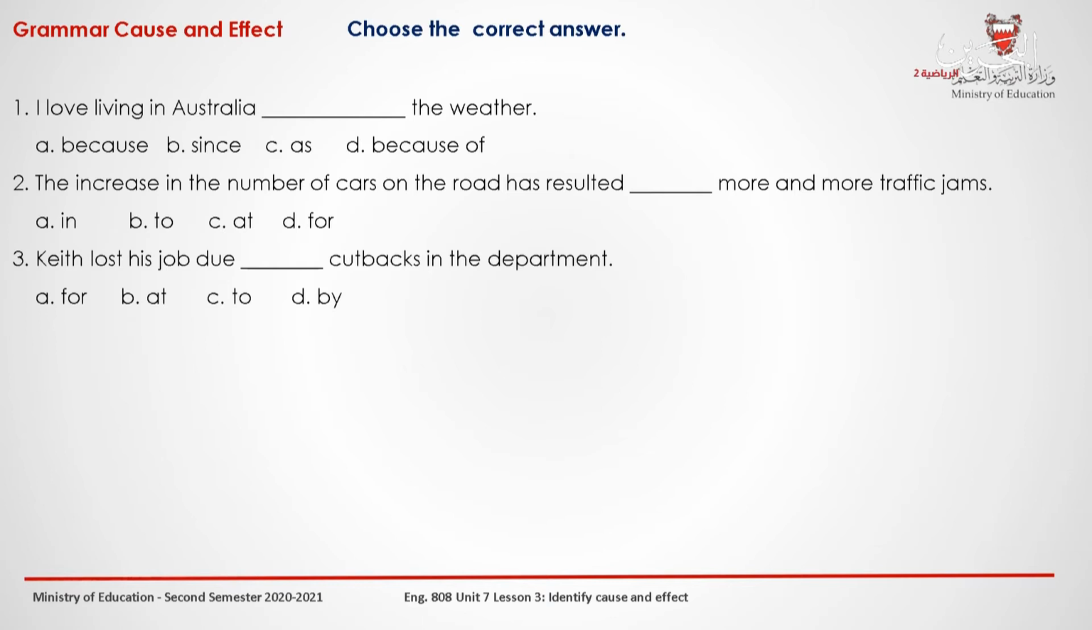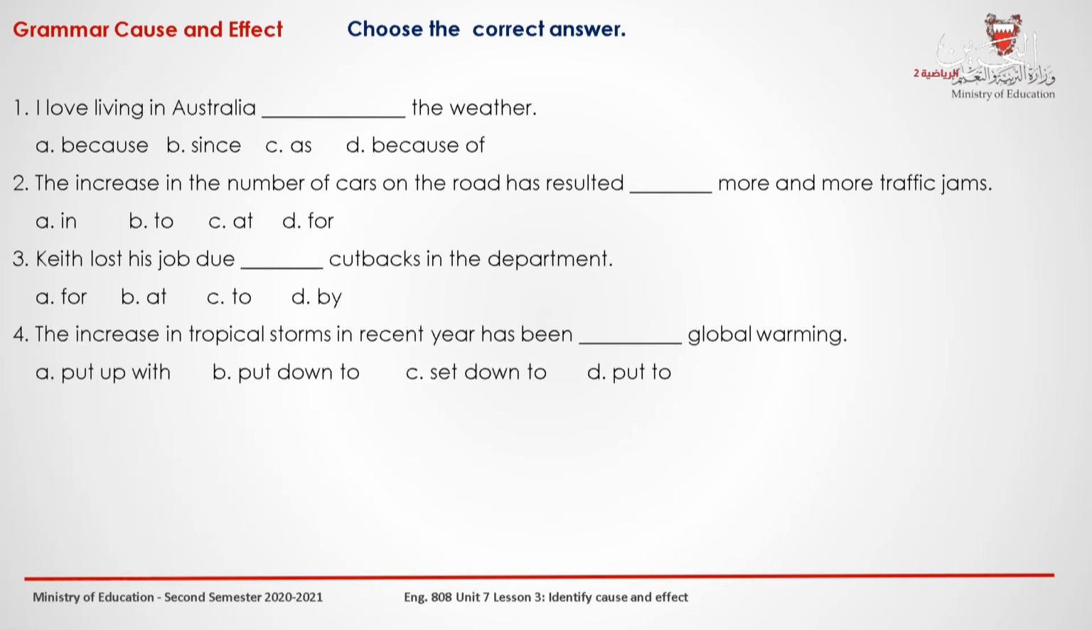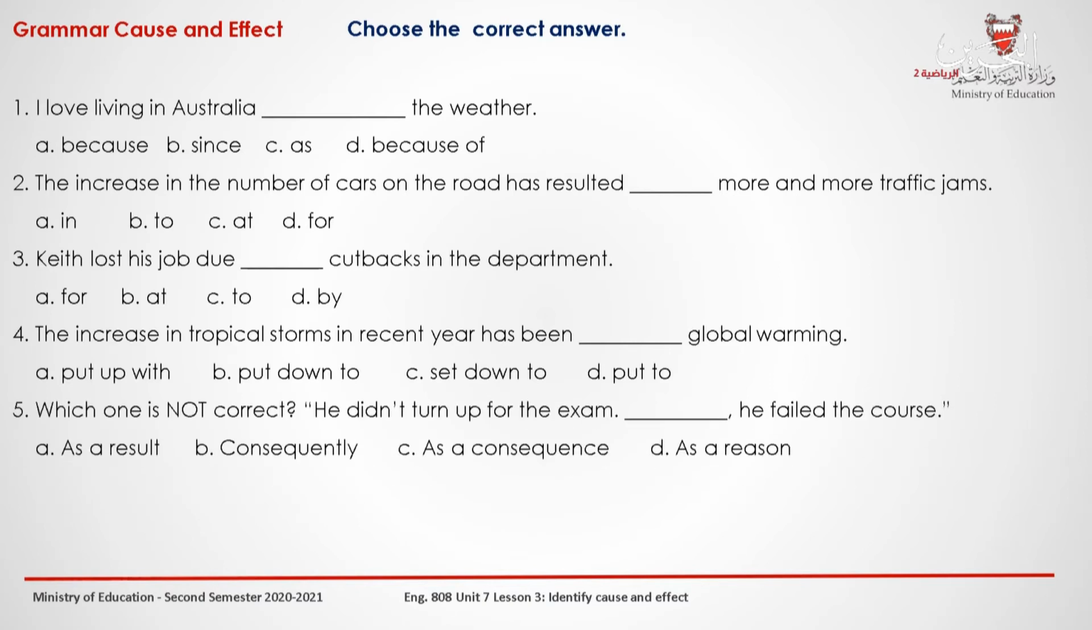Keith lost his job due cutbacks in the department. For, at, to, or by. The increase in tropical storms in recent years has been global warming. Put up with, put down to, sit down to, put to. Which one is not correct? He didn't turn up for the exam. He failed the course. As a result, consequently, as a consequence, as a reason.